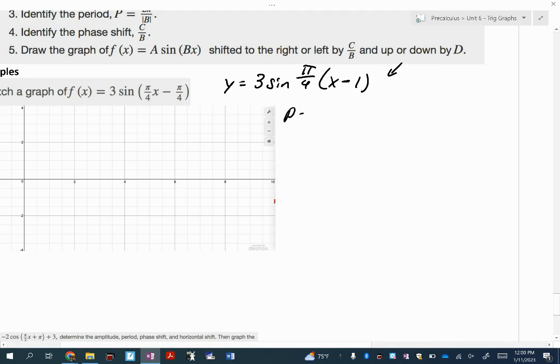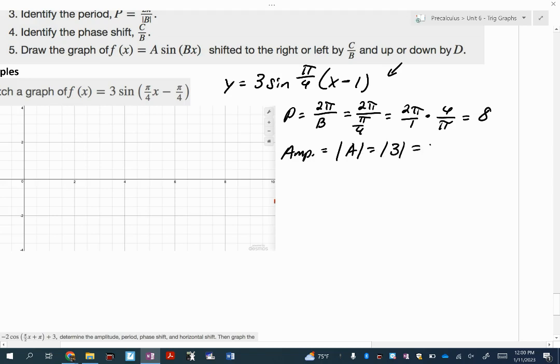Let's do the period. 2 pi over b, which is 2 pi over pi over 4, which is the same as 2 pi over 1 times 4 over pi. The pi's cross out, and we get 8. All right, so then I'm going to have my amplitude, which is the absolute value of A, absolute value of 3, which is 3, and my horizontal shift, thinking opposite here, is 1 unit to the right.